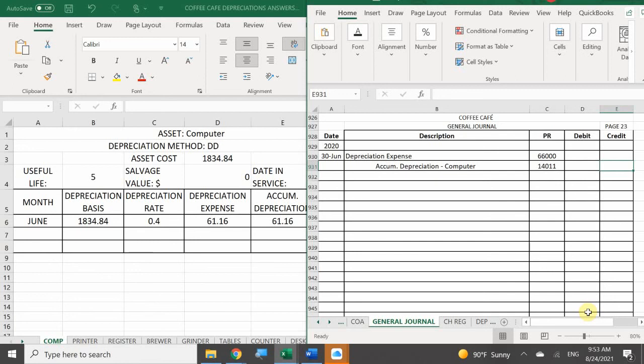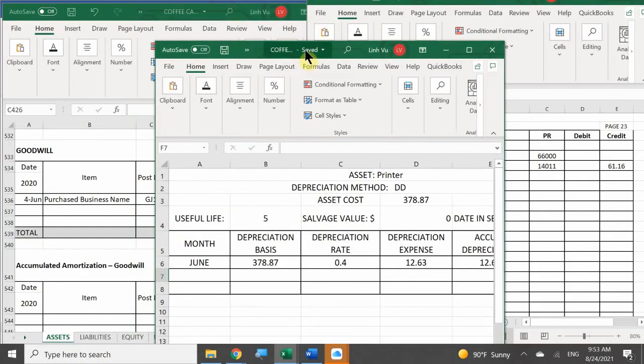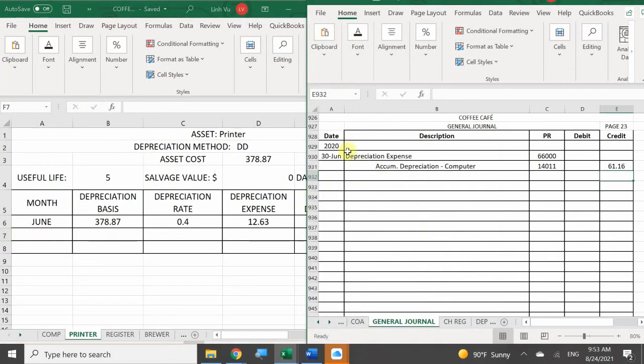So once again, this is a contra account. So in this case, how much am I going to depreciate my computer for? The 6116. Okay. So what about my printer? Right, you have to list them all out.